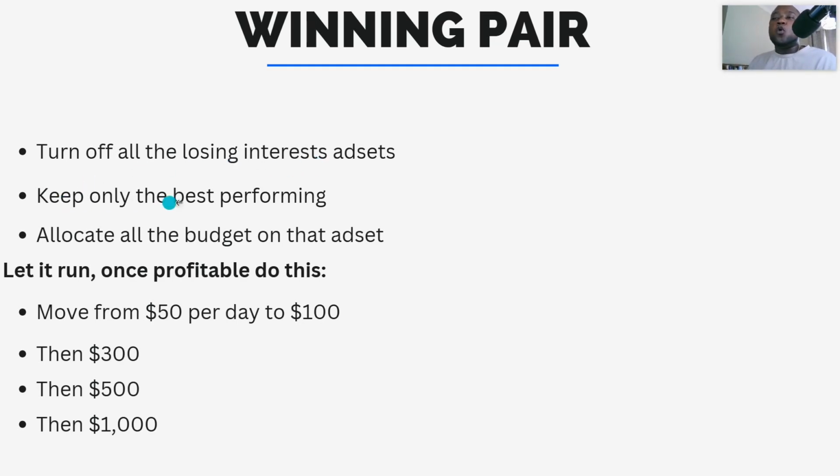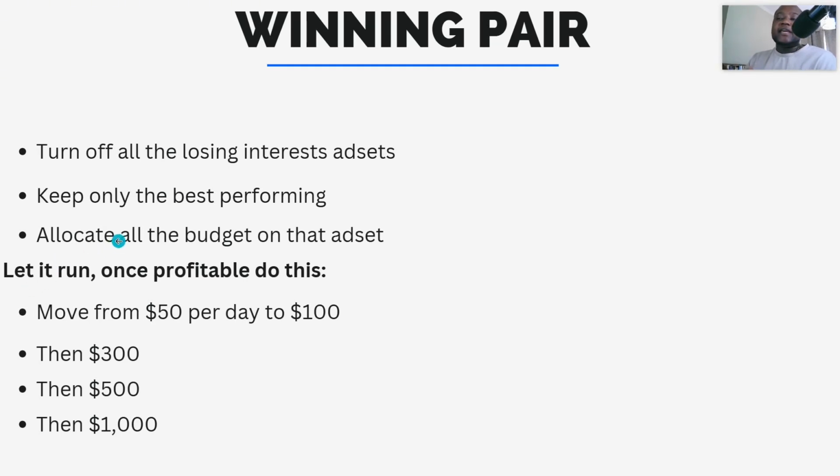And you want to keep only the best performing one. So just working with the beauty example once more, if you're testing skincare, makeup, hairstyle, all these types of things, and only skincare was the one that won in terms of the ad set data that we're looking for, then you will turn off everything else and keep only that one interest, right?